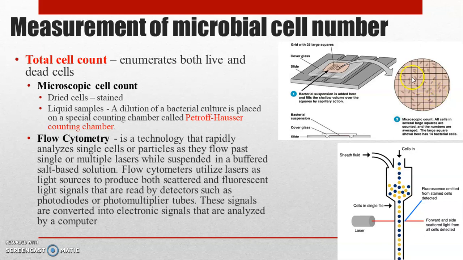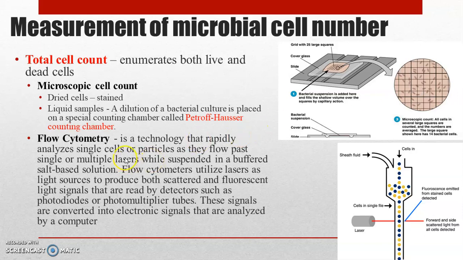grids, and a cover slip is placed on top of this chamber after adding the bacterial samples. So the bacterial sample suspension will get filled in this cavity by capillary action. Then it is observed under the microscope, and as you see here, the bacterial cells will appear in this grid, and the number of cells in each square is counted. So here we count both live cells as well as dead cells.